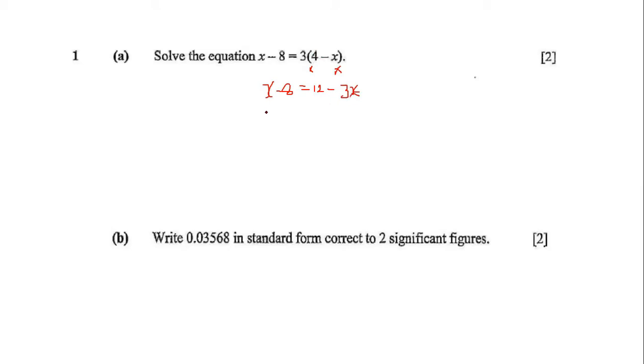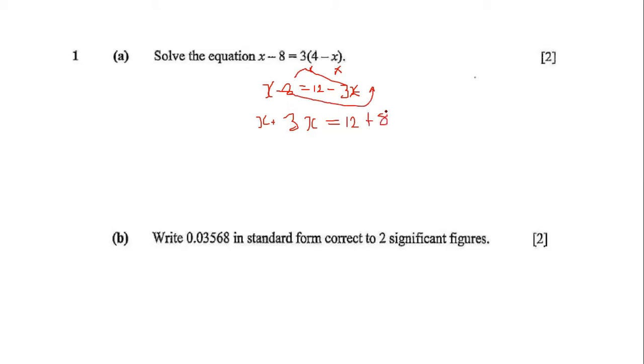Okay, we continue there. Group the like terms now here. So you are going to have x, this is minus 3x. When it crosses over to the other side here, it is going to be plus 3x. So this becomes plus 3x, and this one will be equal to this 12 here. And then this minus 8 will also cross over to the other side here, so it will become plus 8.